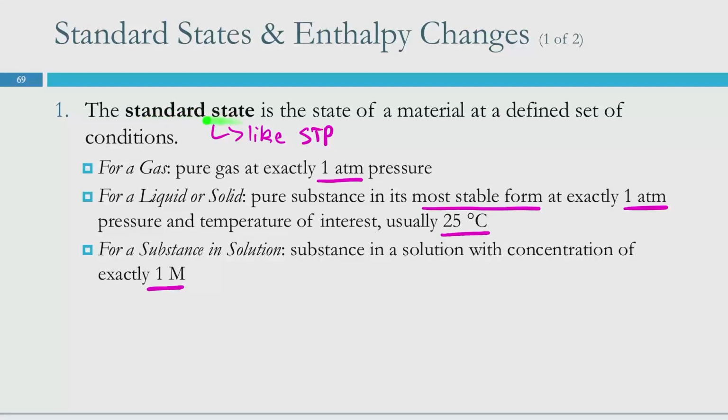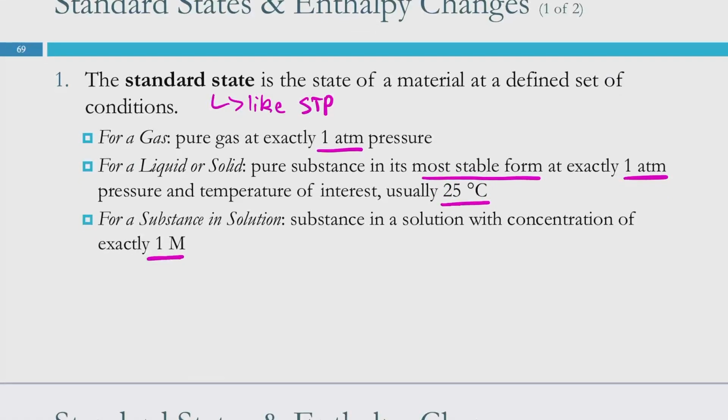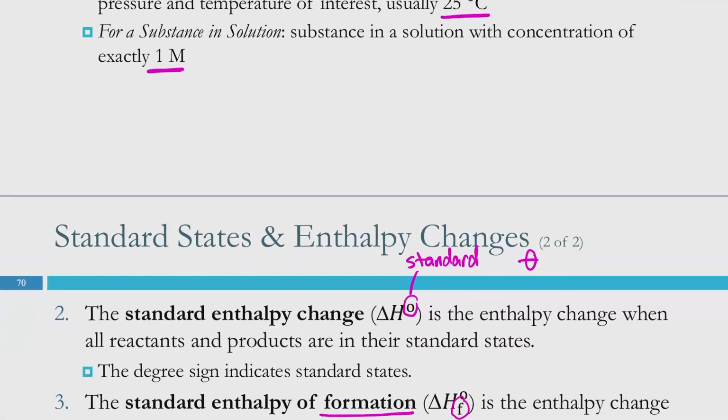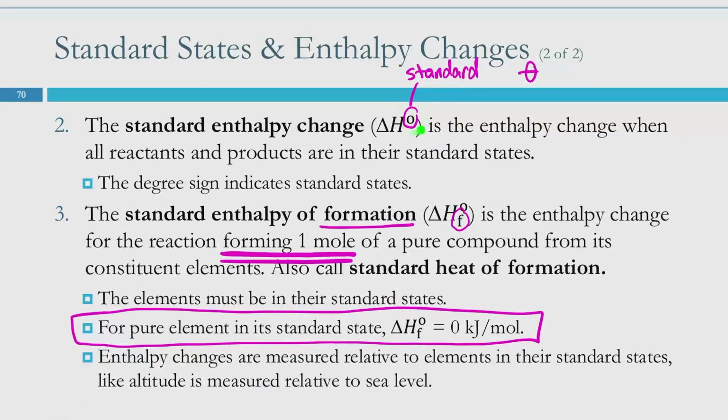So our standard states, like the standard states in STP, are defined sets of conditions. For our gases, it's the pure gas at 1 atmosphere. For liquids and solids, it's the most stable form at 1 atmosphere and usually at 25 degrees Celsius. The temperature is not something that we'll have to worry about. For a substance that is in solution, it's a 1 molar concentration, so 1 mole per liter of the substance in the solution.